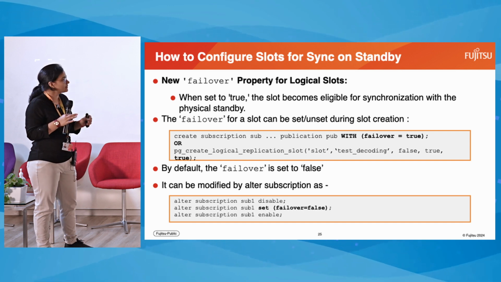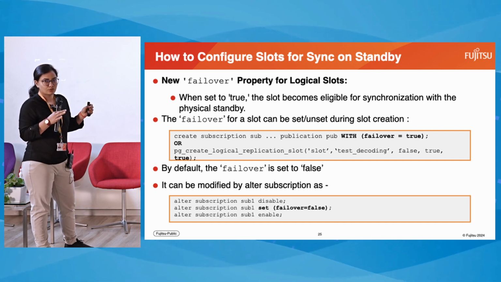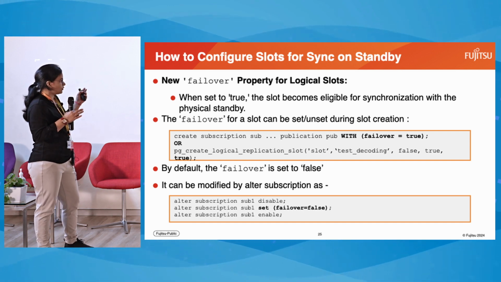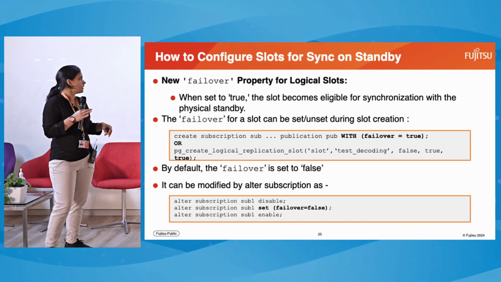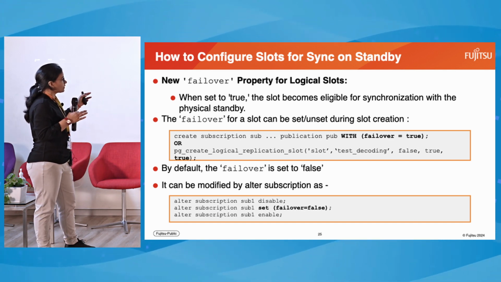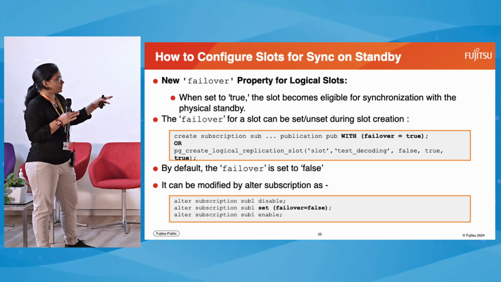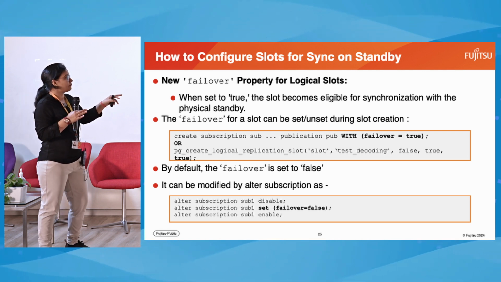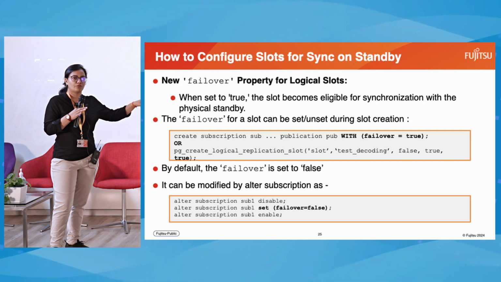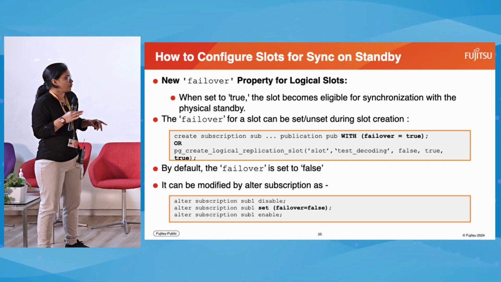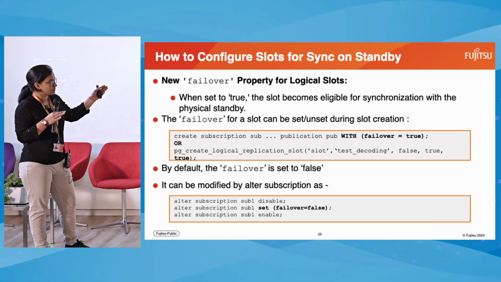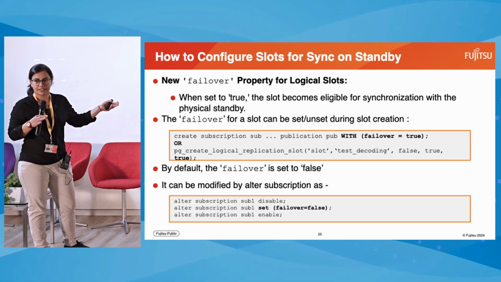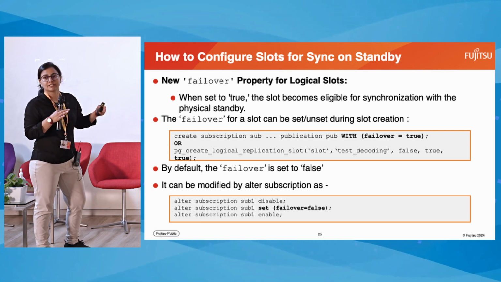And how to set this? It can be set during slot creation, either using the create subscription command, where we can give the option failover, or while using the pg_create_logical_replication_slot function, we can pass the option as true or false as needed. So if the user doesn't specify any value for this failover during the slot creation, by default we set it to false.